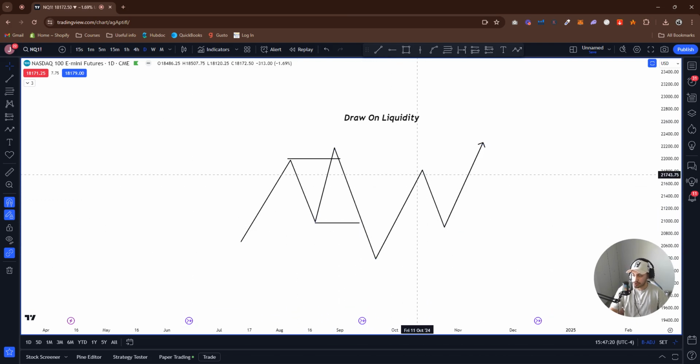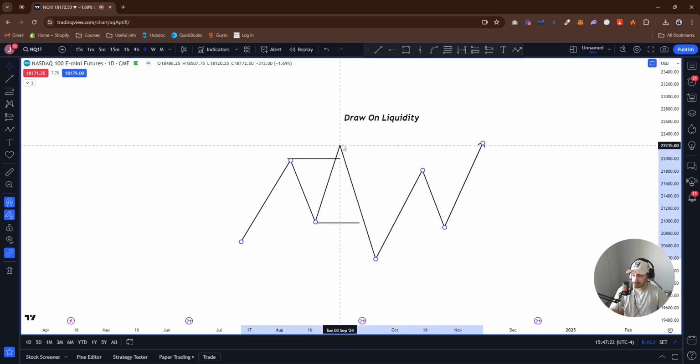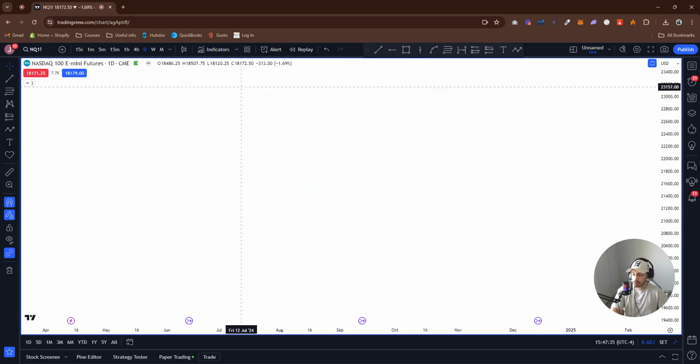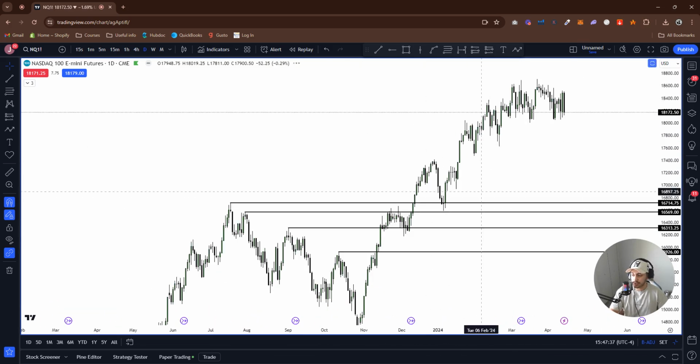And then once we push up, we can assume that this one up here, this new swing high that took out this one, is going to be the draw on liquidity next. And then we have a price leg back down, make a higher low, and then we push up to attack that high. Okay, that's basically what draw on liquidity is. It's just trying to find out where the market is most likely going to go next.